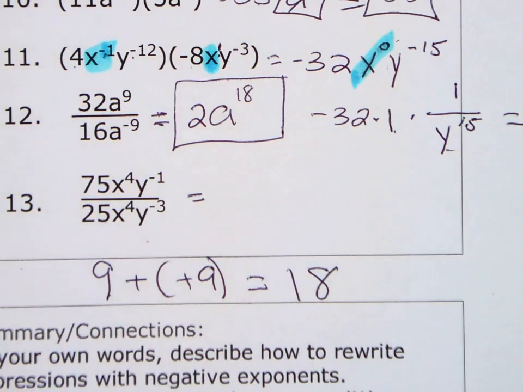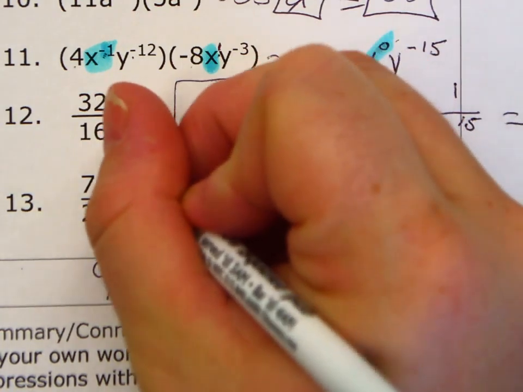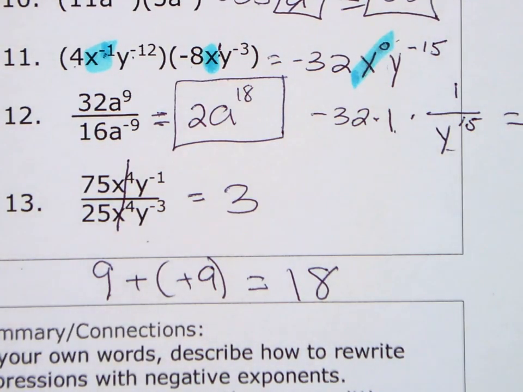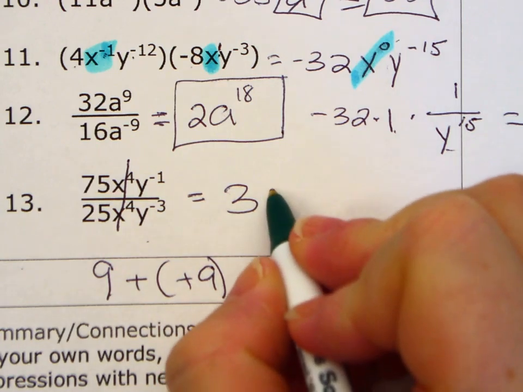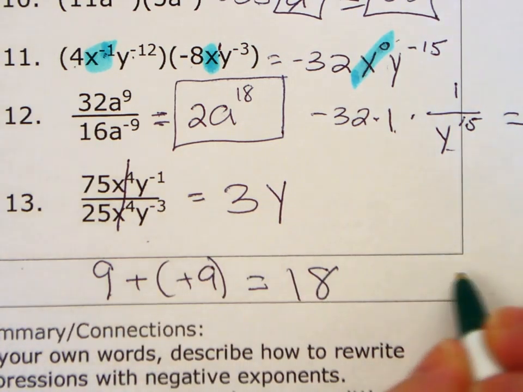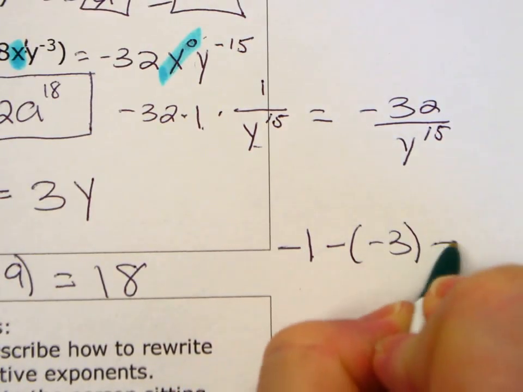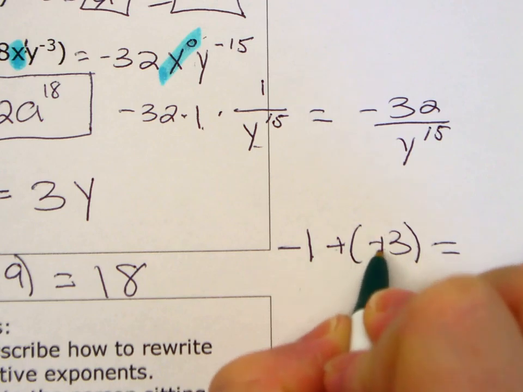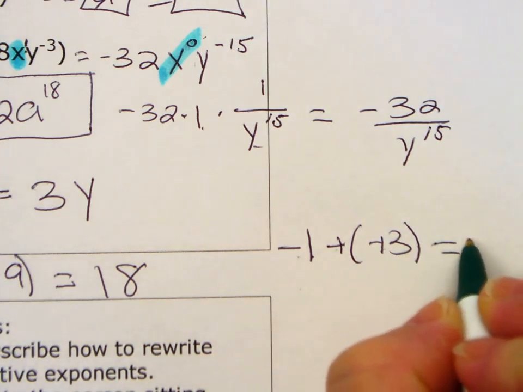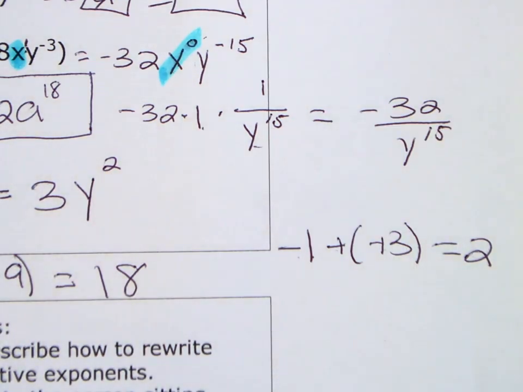75 divided by 25 is 3. Y to the 4th, y to the 4th. Remember that cancels out. You can put x to the 0, but you don't have to. Y, negative 1 minus negative 3. Again, let's write that on the side. Negative 1 minus negative 3. Two negatives become positive. Negative 1 and 3 is 2. So y to the 2nd. And that is lesson 32. Have a fabulous day.